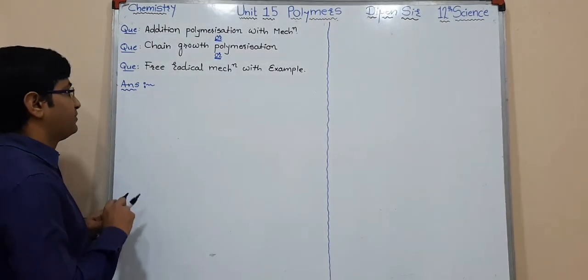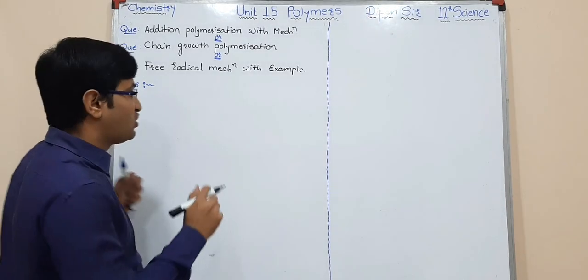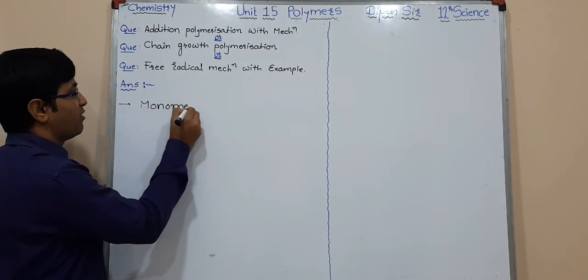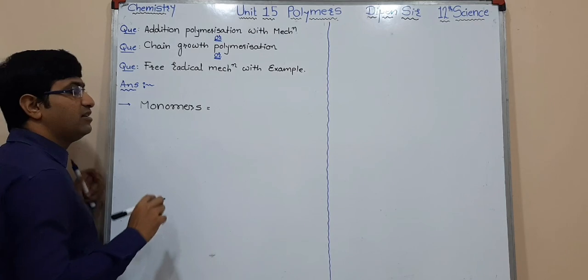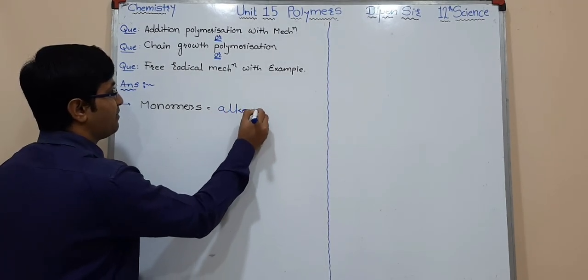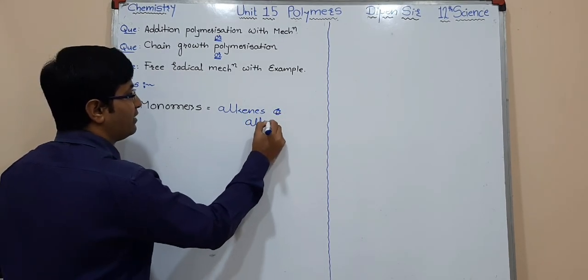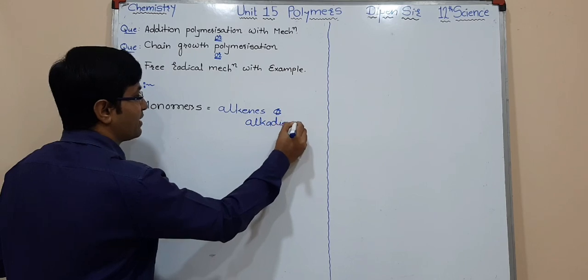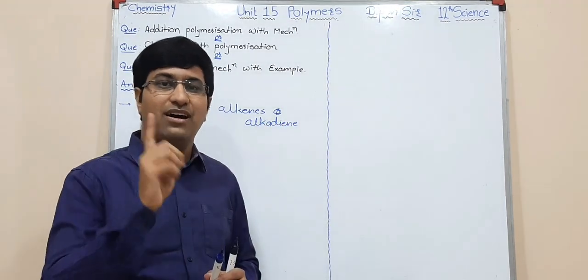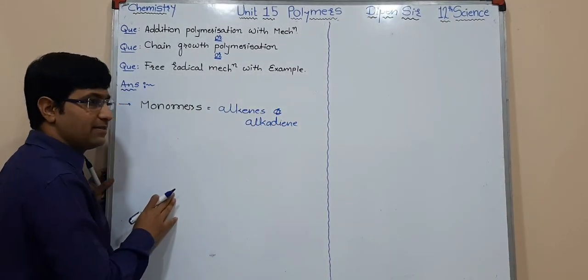So first of all, in addition polymerization, the monomers which are used are either alkenes or alkynes. Yes, the monomers used in addition polymerization are unsaturated. They are alkenes or alkynes.